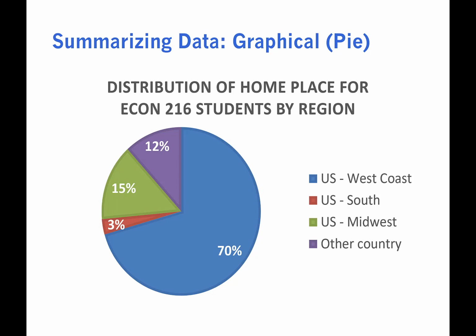Now you can see 70% of the students come from the West Coast, 3% come from South, 15% come from Midwest, and 12% come from other countries. And this is another way of presenting categorical data in a graphical form.